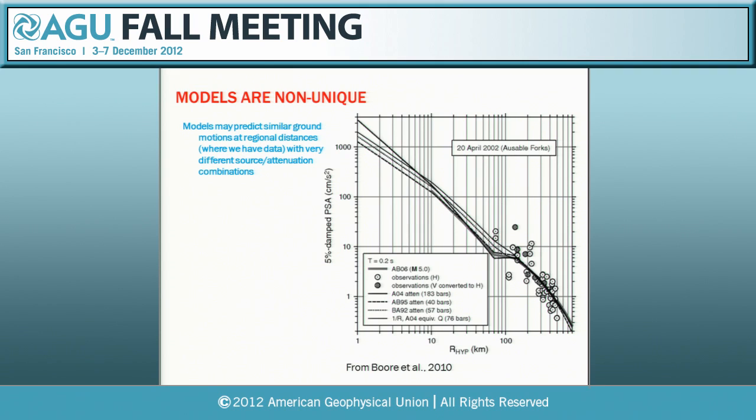And they all give about the same ground motion predictions at regional distances where they're constrained, and so we really can't say much based on these observations about which value of stress parameter might be right or not.